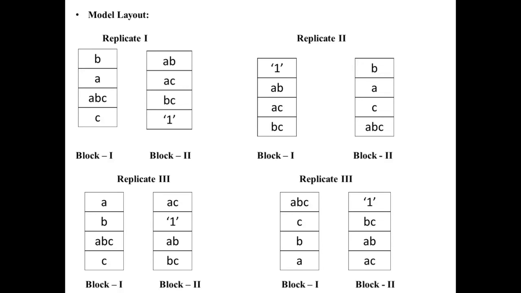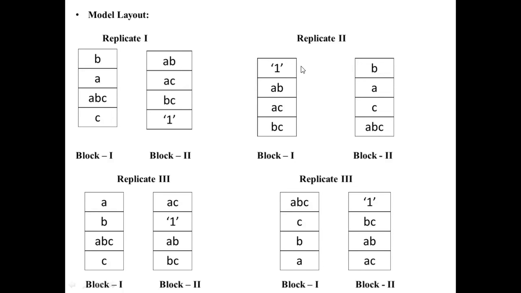So how do we get the model layout for this? Here we consider 4 replicates. In replicate 1 we have block 1 and block 2. In block 1 we assign positive treatments, and in block 2 we assign negative treatments at random into the 4 experimental units of each block. So in replication 1 we get the design B, A, ABC and C in block 1, and in block 2 we get AB, AC, BC and 1. So this is replicate 1.